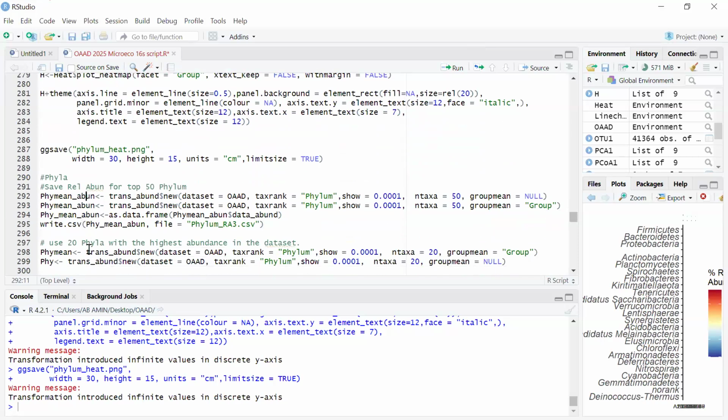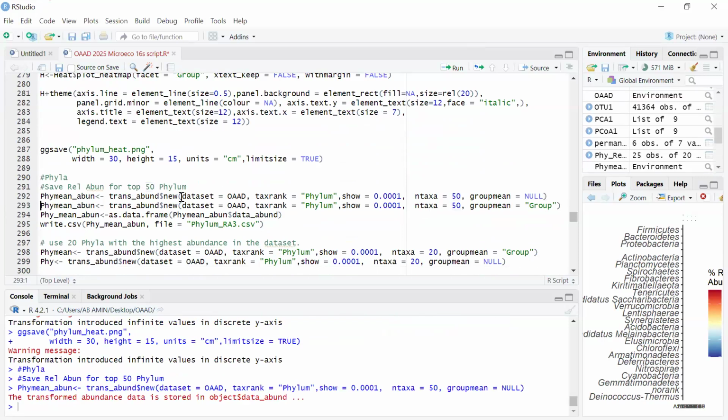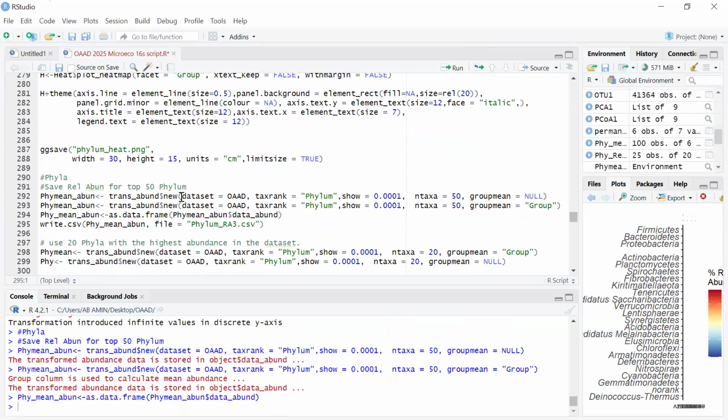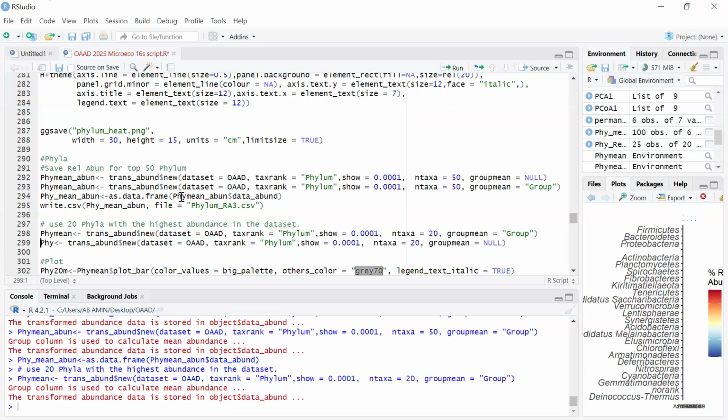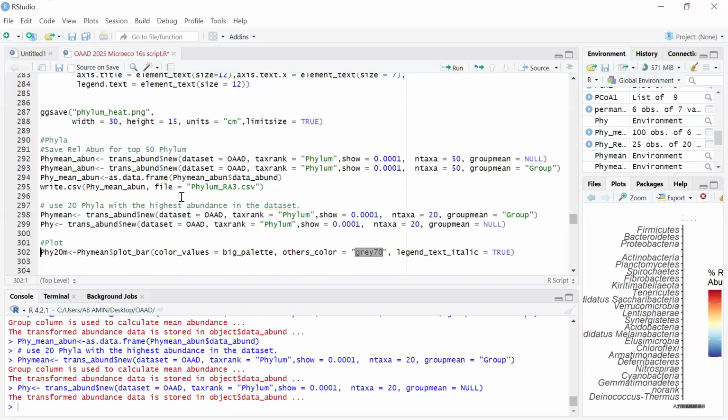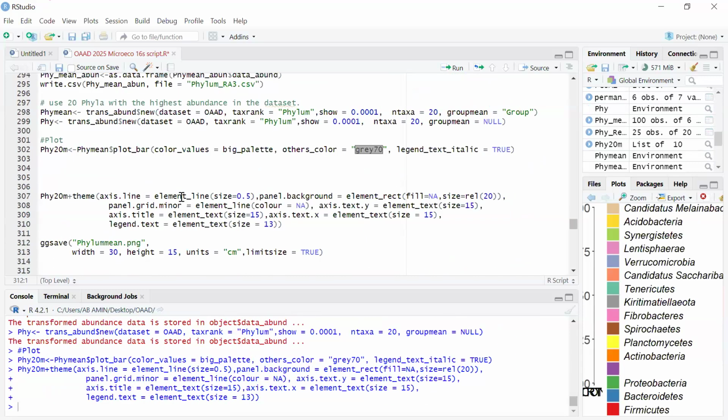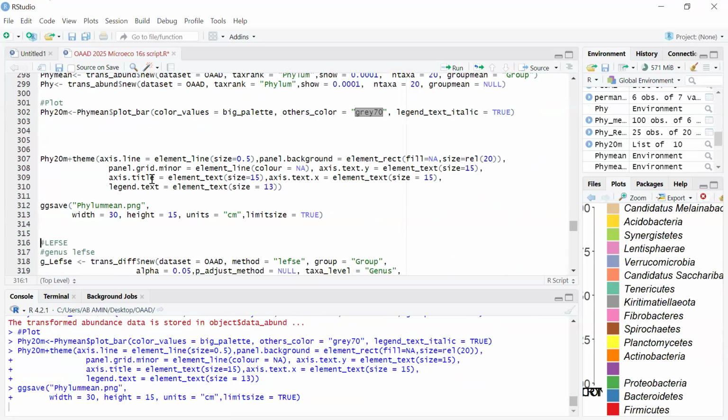So this is the relative abundance for the top 50 phyla. If we want more than that, we can change it here, but the space cannot take much. We can save the relative abundance, and here we can plot it, format the plot according to our preference, and save. So let me share the relative abundance too.